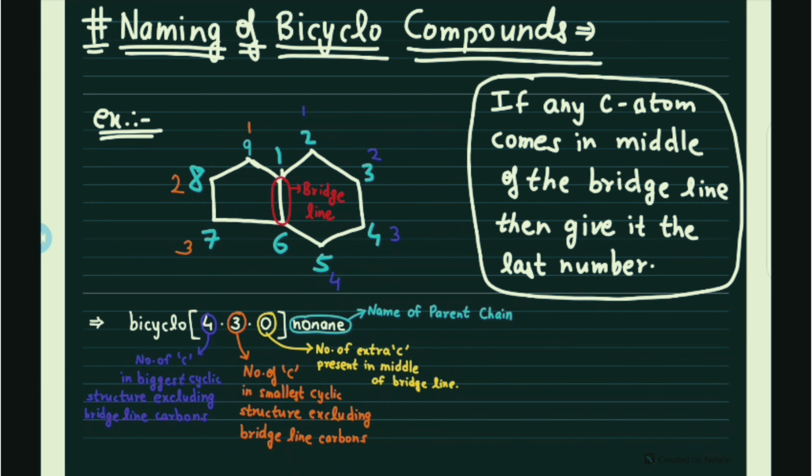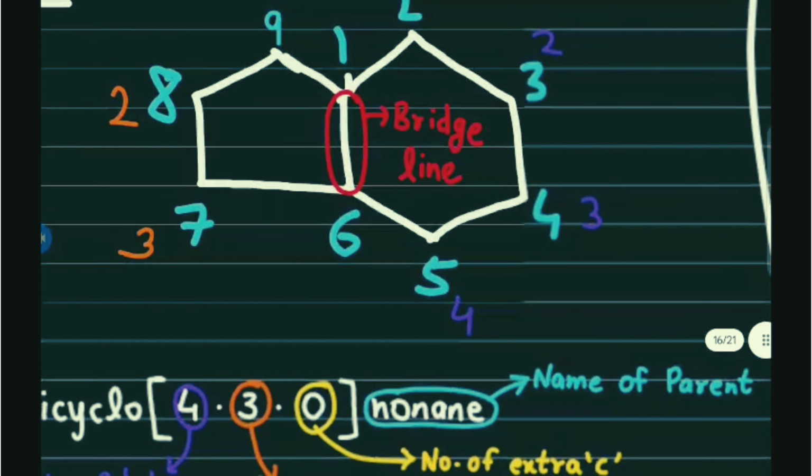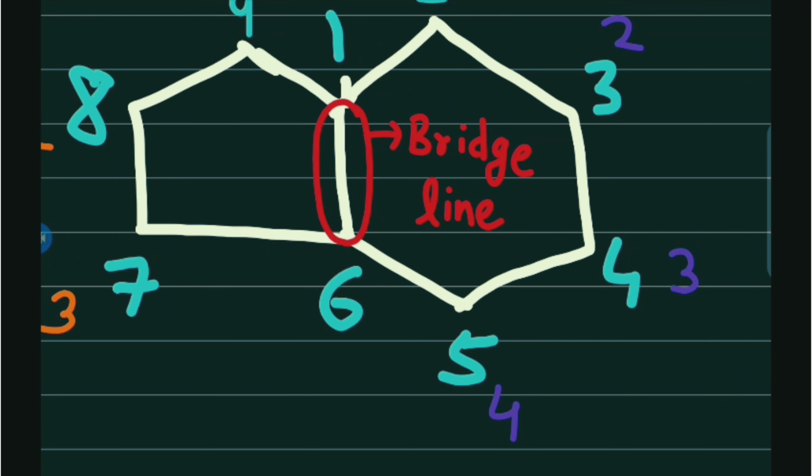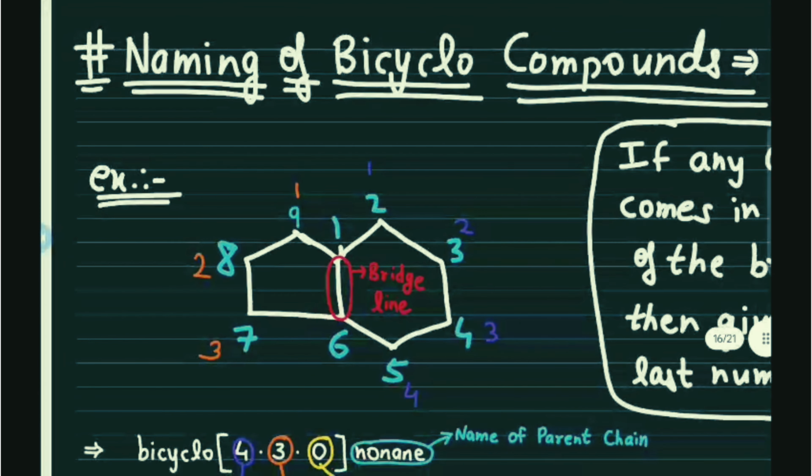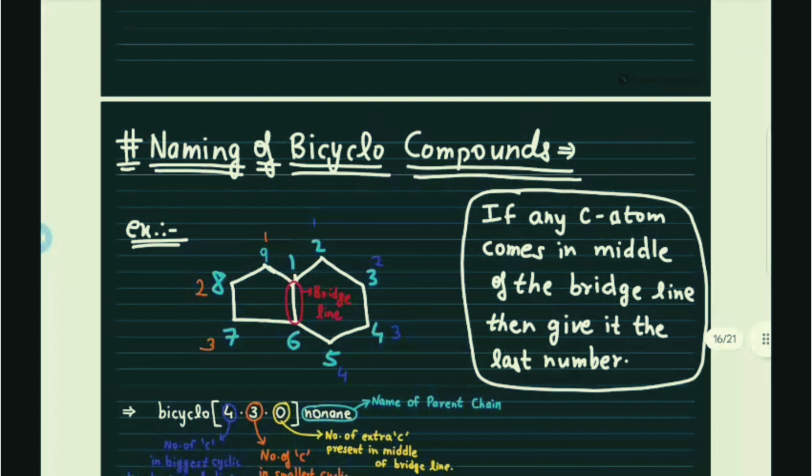Now, the next and the last topic of this chapter is naming of bicyclo compounds. Now, what are bicyclo compounds? We have seen spiro. They are fused by a single carbon atom. These are fused by 2 carbon atoms. The bond line between the 2 bridging carbon atoms is called the bridge line. Now, we have a compound in front of us. Okay. Now, let's see how to name it.